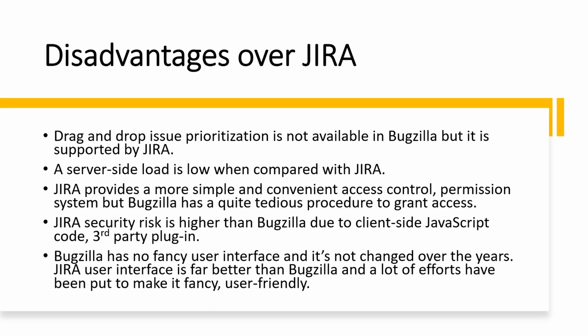Disadvantages over Jira: drag and drop issue prioritization is not available in Bugzilla, but that is supported by Jira. Server-side load is low when compared to Jira. Jira provides a simpler and more convenient access control permission system, but Bugzilla has a quite tedious process to grant access. Jira's security risk is higher than Bugzilla due to client-server JavaScript code.